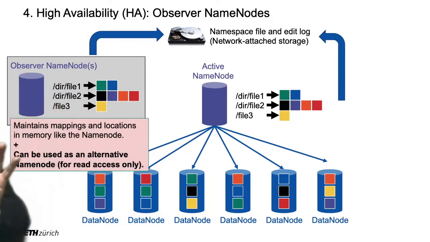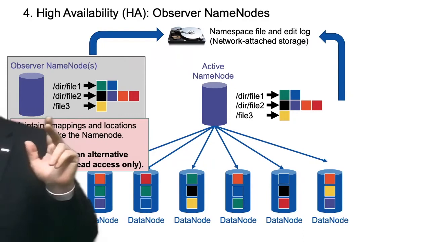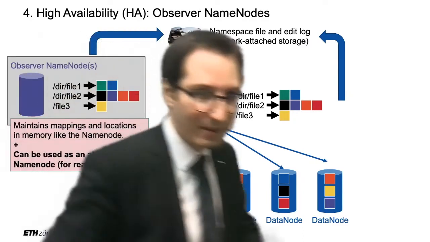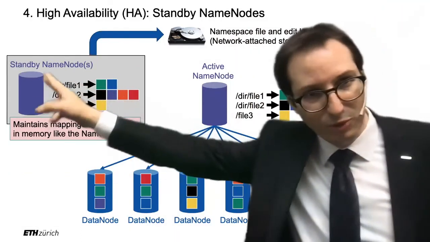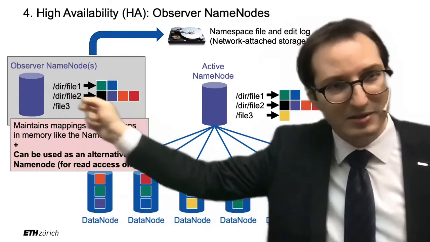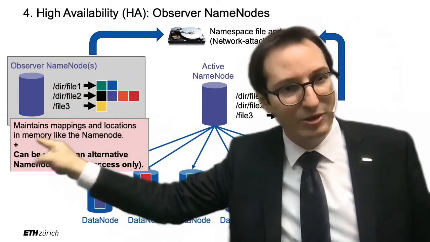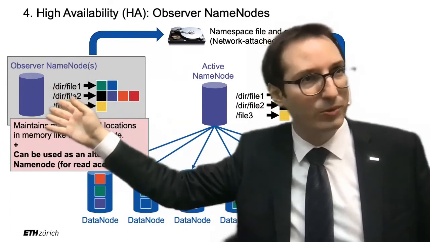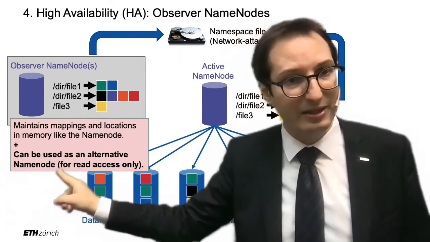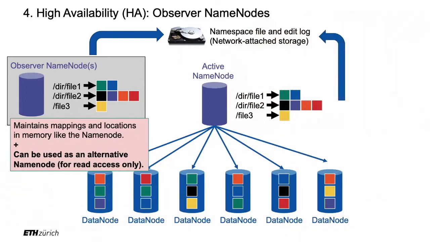Well, in fact, it is now possible, and this is called observer name nodes. Observer means it's read-only. So you still have the standby name nodes, but some of these name nodes are promoted to a higher status called observer name node. In addition to doing everything the standby name node is doing, including potentially taking over, they can also be used as alternative name nodes for read access. So now you have distributed the read workload a little bit on several observer name nodes.